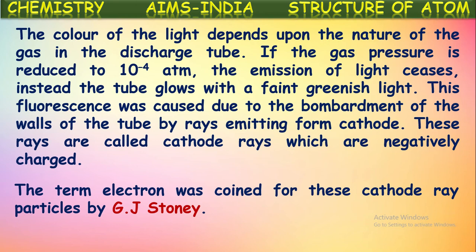First they were called cathode rays. Why are they called cathode rays? Because in the discharge tube, these particles were observed moving from the cathode side to the anode side. They appear as if generated at the cathode and striking at the anode end. That is why they called these particles cathode rays. But later on, G.J. Stoney coined the name electron for these particles.